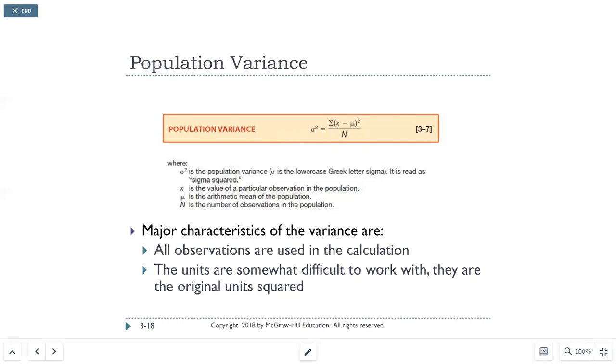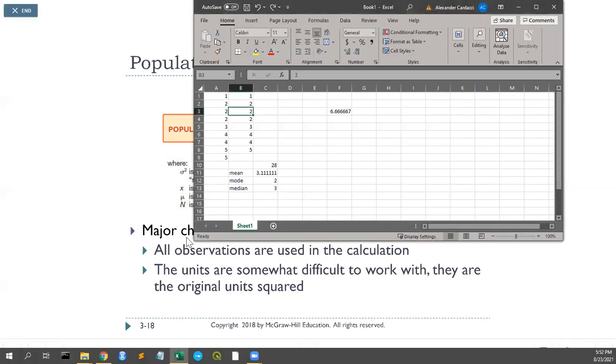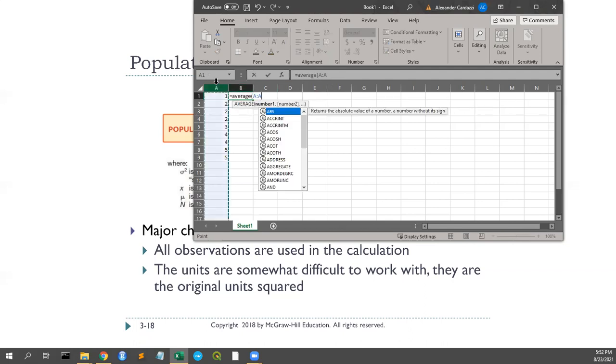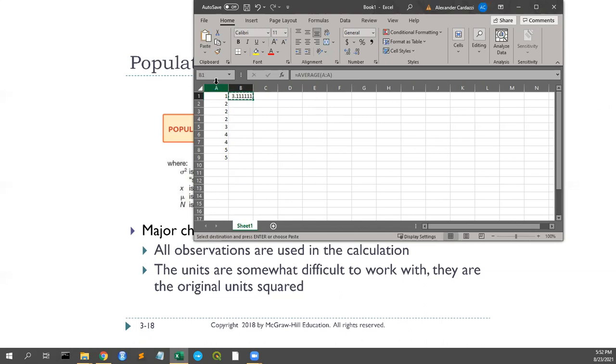So for example, just to kind of go over it, let's do it with this data set. So I'm going to delete all this business. And right here, I'm going to calculate the mean, or maybe I'll calculate the mean here. I can actually just use a function called average, and I'm just going to use this for the entire thing.